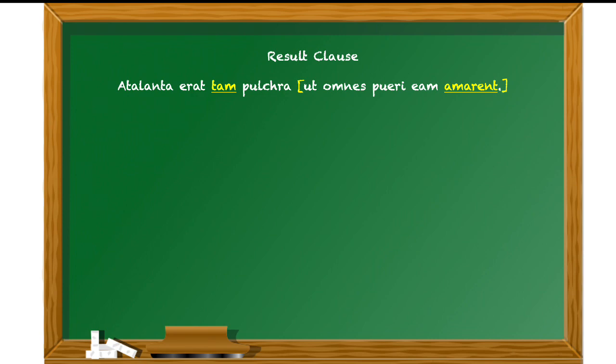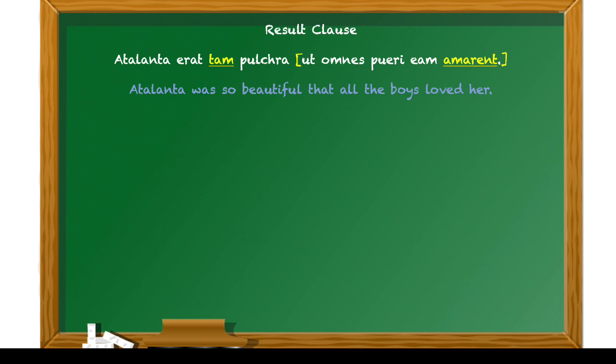Go ahead and pause the video again and see if you can translate that sentence. So the translation is Atalanta was so beautiful. There's the tam modifying pulchra. She was so beautiful that, here's the result, all the boys loved her. So you can kind of see how that works. Now let's try one more example.